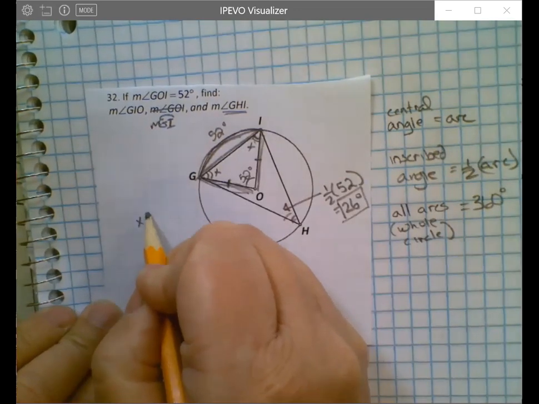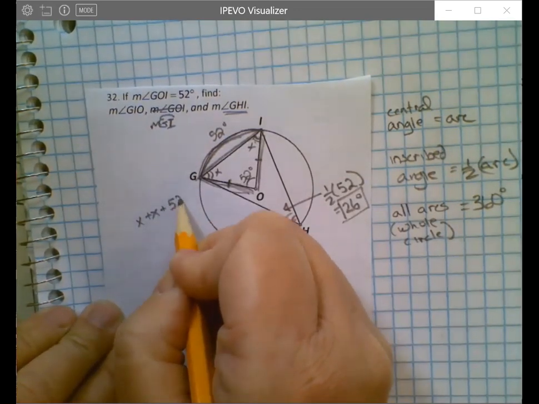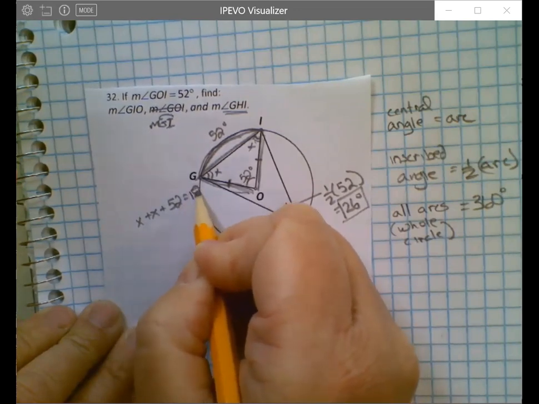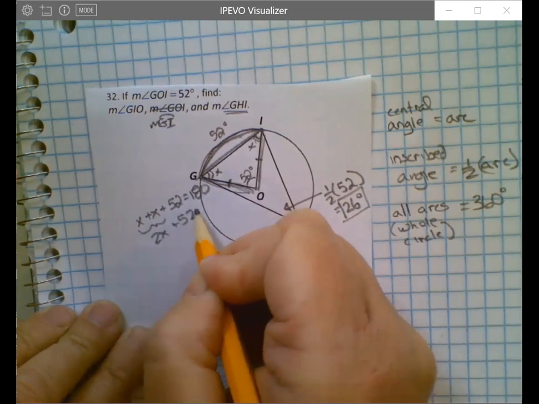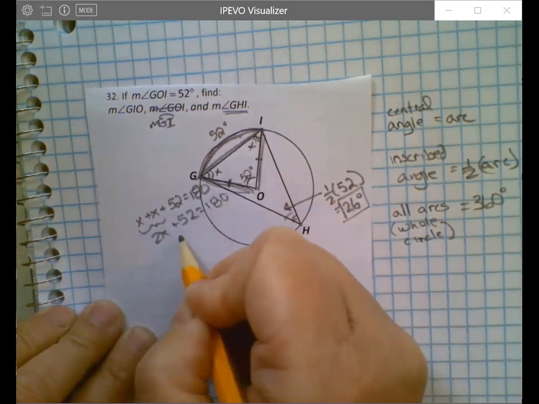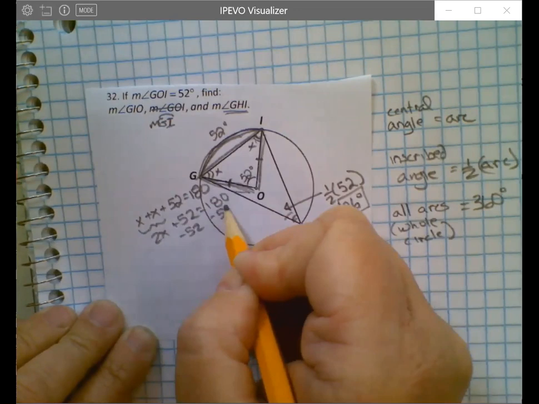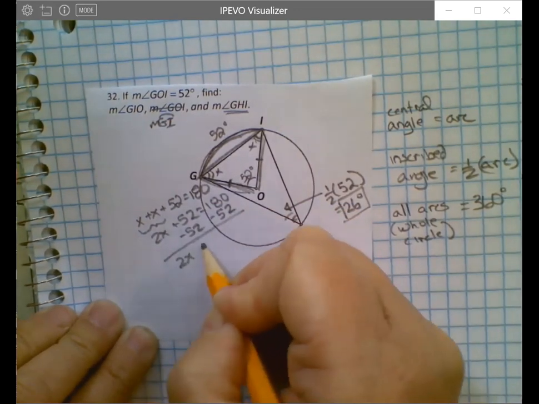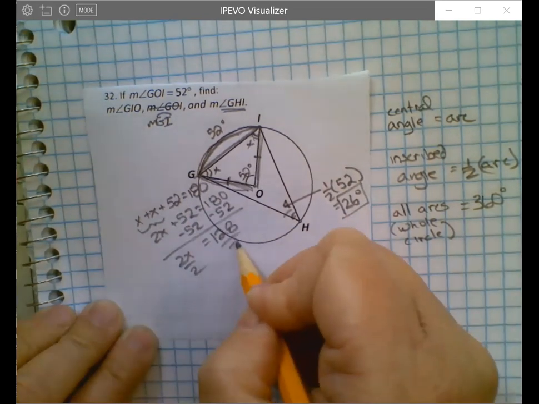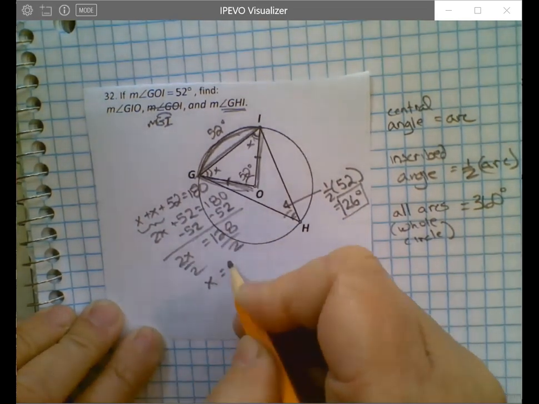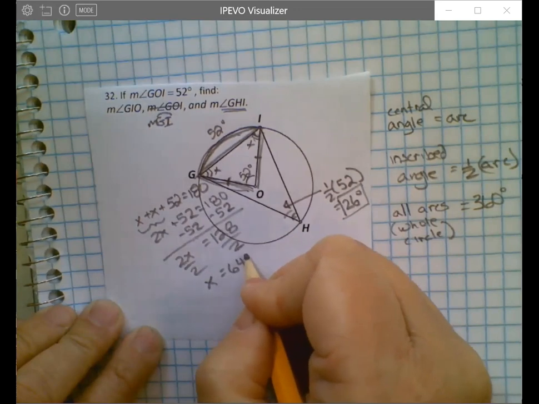So I have X plus X plus 52 equals 180. That gives me 2X plus 52 equals 180. Subtract 52 gives me 2X equals 128. And divide by 2. I get X equals 64 degrees.